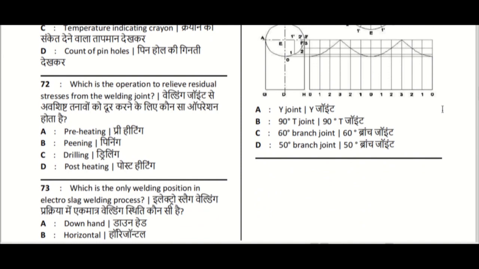Which is the operation to relieve residual stress from the welding joint? The operation to relieve residual stresses from the weld joint is post heating process.